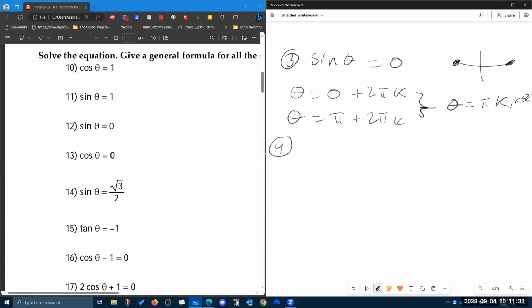Number 14, sorry. We just did 13. No, that was 12. This is going to be 13 now. 13 is the cosine of theta is going to equal 0. So that's going to be at pi over 2, and then again at 3 pi over 2.